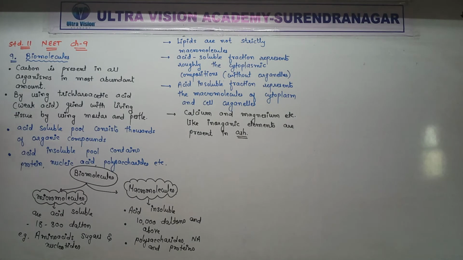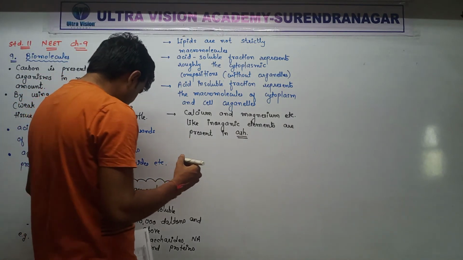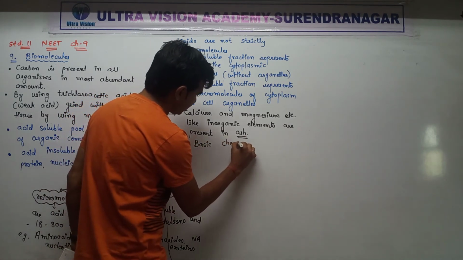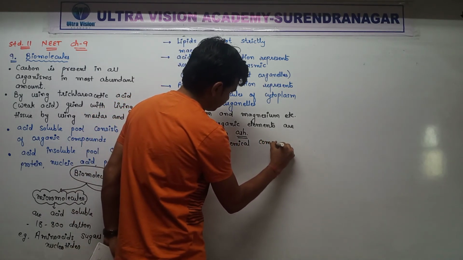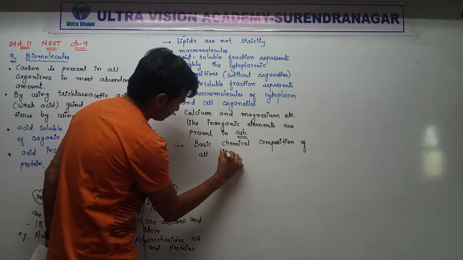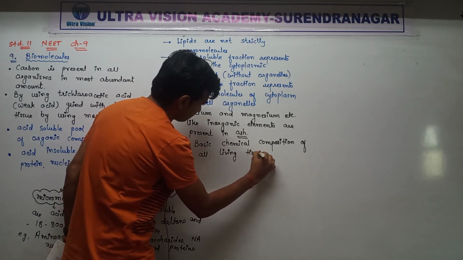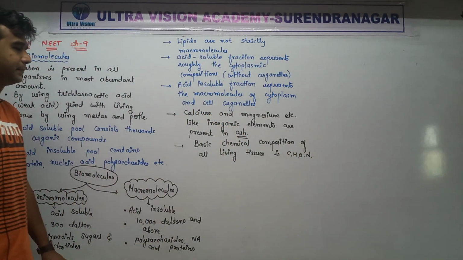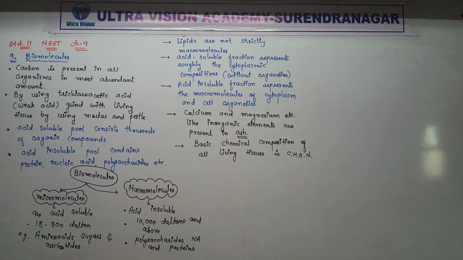This is the most important line given there: the basic chemical composition of all living tissues is C, H, O and N. Basically carbon, hydrogen, oxygen and nitrogen are the basic elementary components.